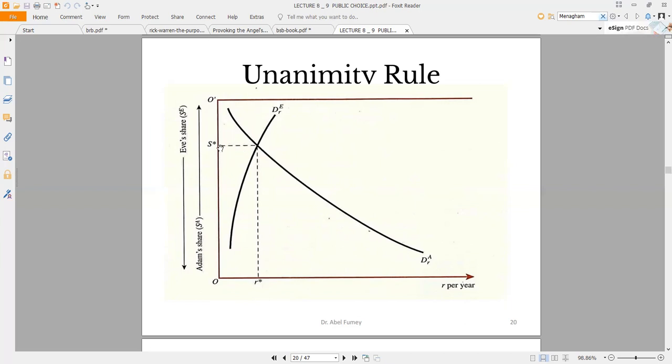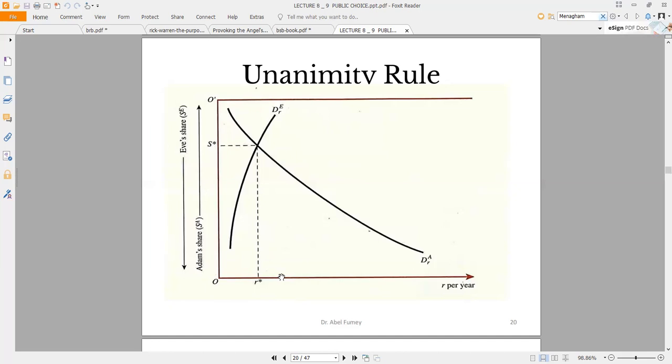Okay, so at S star, Adam is willing to pay 0 S star, and then Eve is willing to pay 0 prime S star. So these are the tax shares that these two people are willing to pay, and they've come into agreement that these are the tax shares that we want to pay. So if we are paying this, then this is the quantity that we all want. So this is just for the case of 2 people.